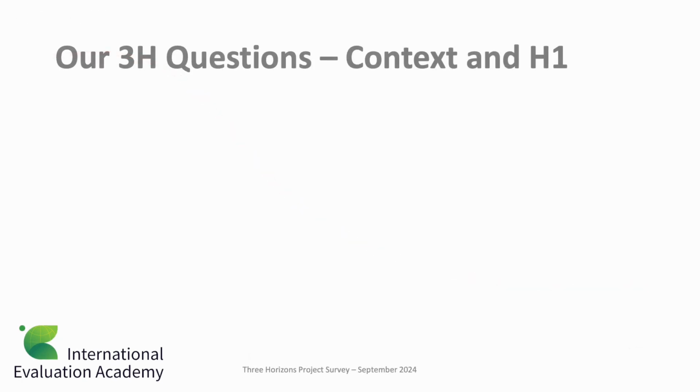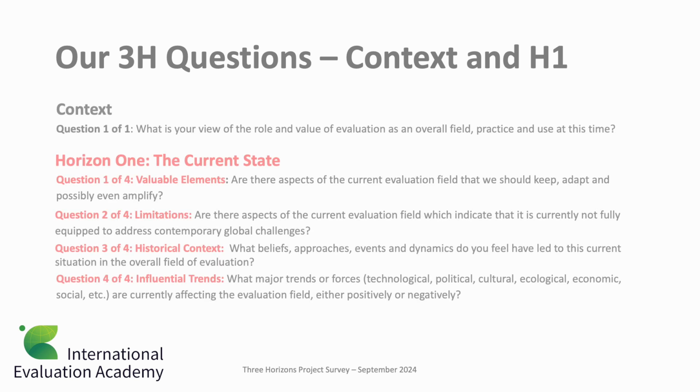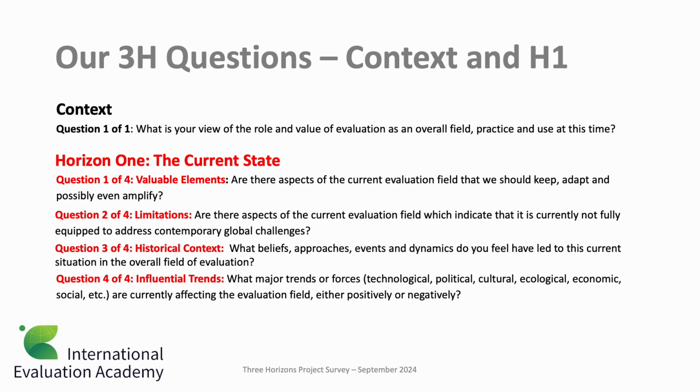Let's look at the questions themselves. The first section is about the context for the survey itself and about Horizon 1. We ask, what is your view of the role and value of evaluation as an overall field and practice? Then we go to Horizon 1. Question 1 is about what valuable elements do you think we might keep, adapt, and possibly even amplify? Then we talk about limitations. What can you see that indicates that the field is currently not fully equipped to address all of the global challenges? Historical context, how did we get here? What do you feel led to this situation that we're in right now? And question 4 is about the influential trends that might be having a positive or negative impact on the field of evaluation itself.